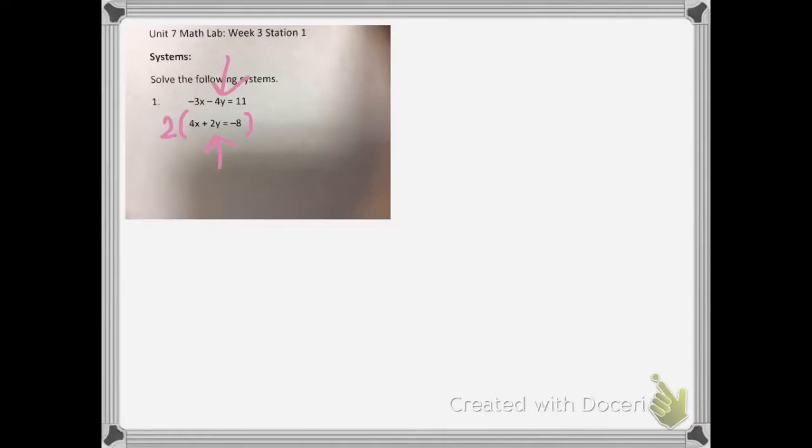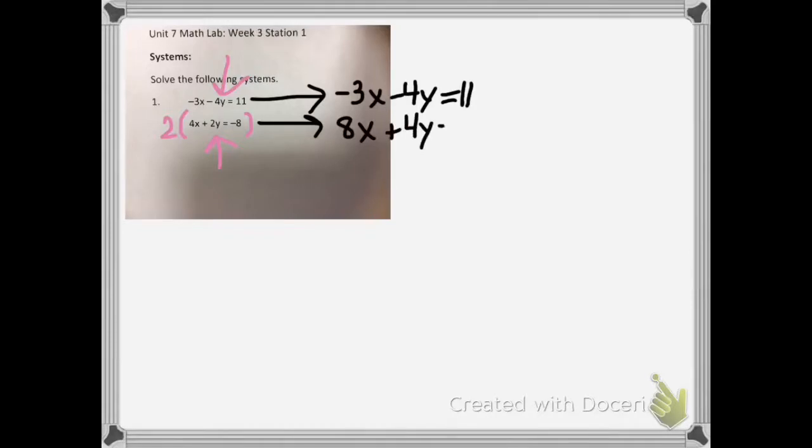Alright, so now that I know what I'm multiplying by, I'm going to rewrite my equations. I get the same exact thing on the top, no changes. But on the second one, I've multiplied now, so I get 8x plus 4y equals negative 16. Alright, now I can go ahead and add them up. 3x and 8x here gives me 5x. Negative 4y and 4y cancel completely. 11 and negative 16 is negative 5.